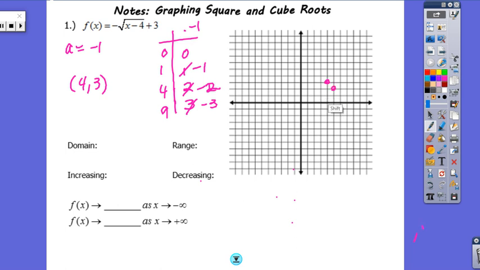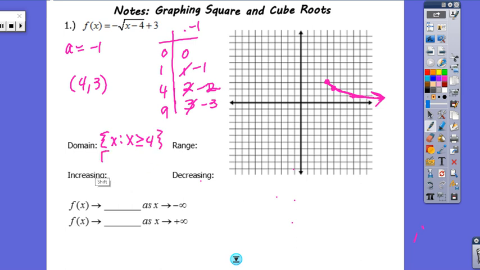Alright, I'm going to go right 1, down 1, right 4, down 2. And that's all the points I can fit. So my graph looks like this. Alright, my domain here starts at 4 and gets bigger, so it's x greater than or equal to 4.